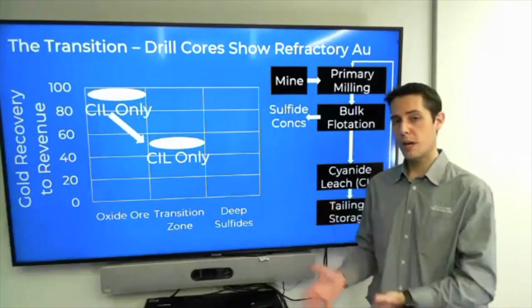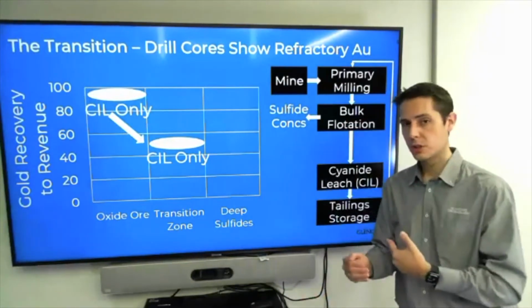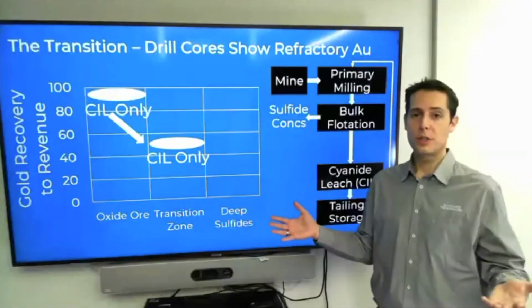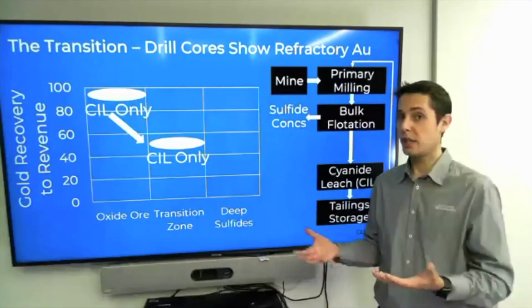Its most likely cause is that you're going into this transition zone, you have sulfides, and therefore, what is the easiest way to deal with this? The easiest way is the sulfides.